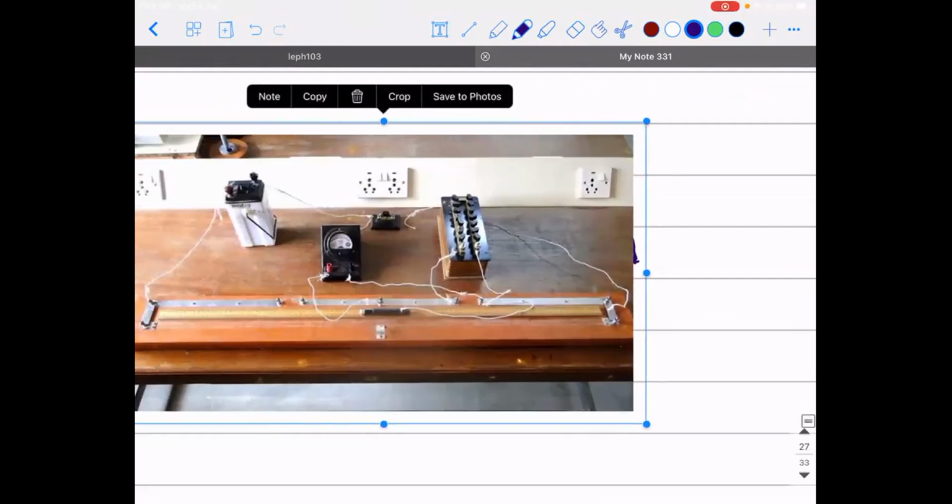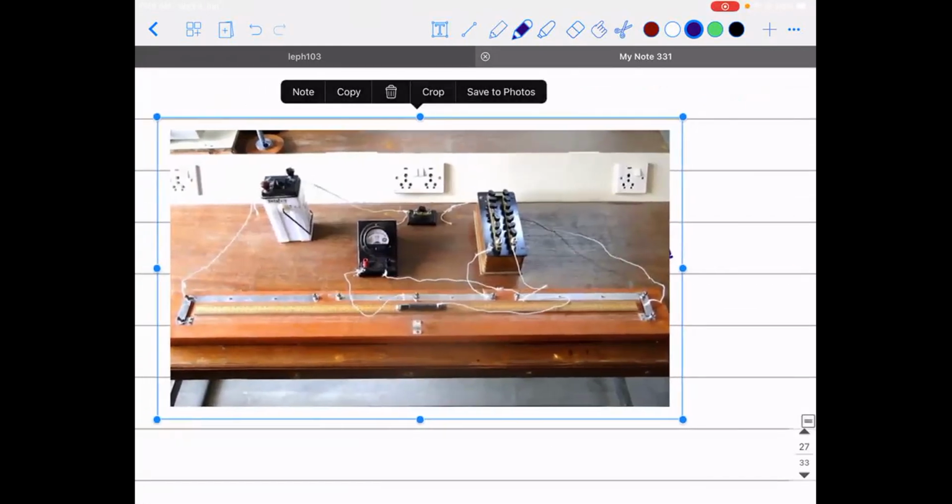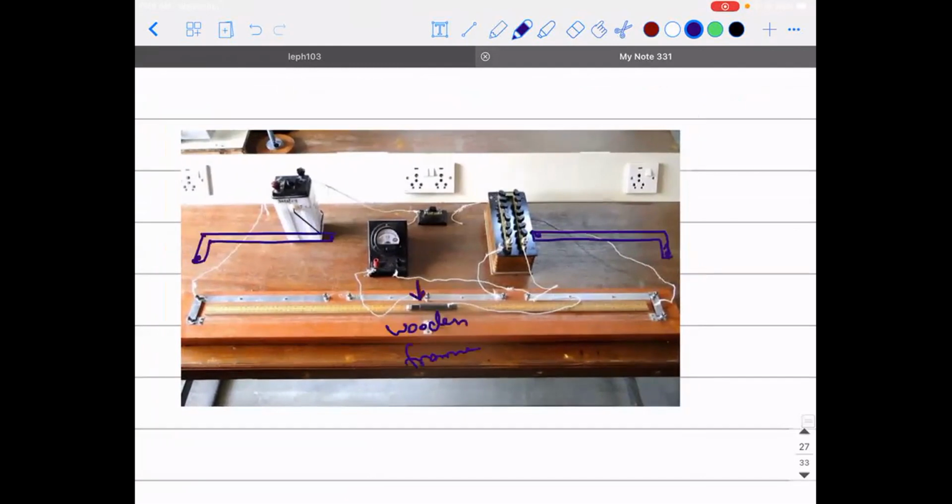Okay, similarly, you will have these two knobs. I'll label them, so that you will understand. A, B, or else I'll call it like this.